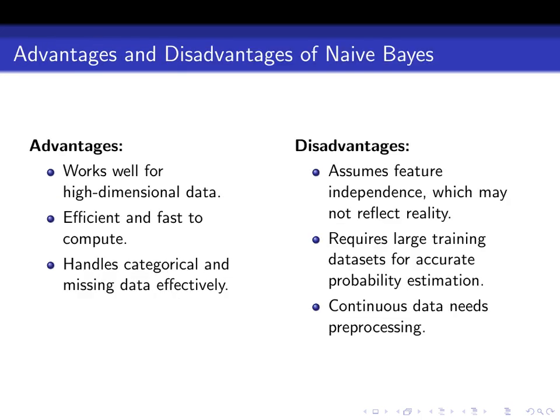Naive Bayes has its pros and cons. On the plus side, it works well with high-dimensional data, is efficient and fast, and handles categorical and missing data effectively. However, it assumes feature independence, which may not always reflect reality, requires large datasets for accurate probability estimation, and needs pre-processing for continuous data.